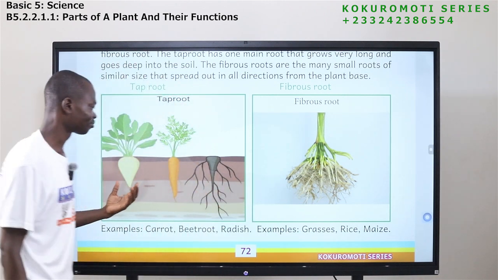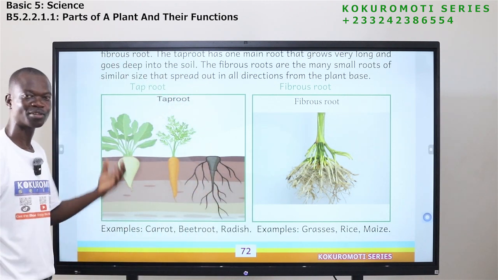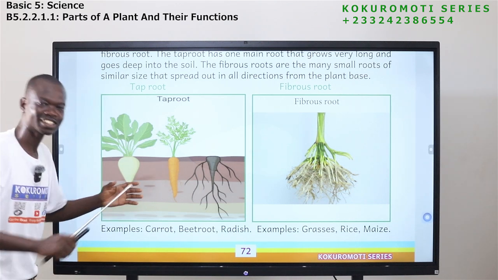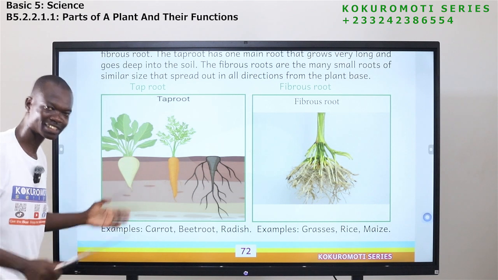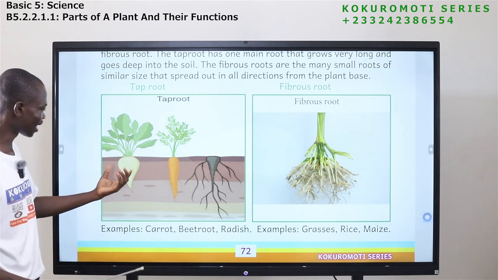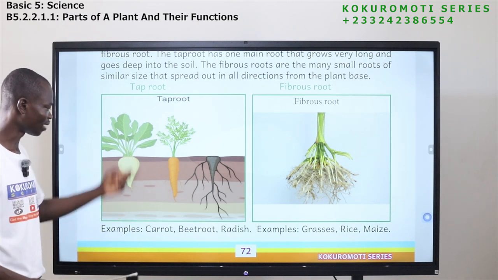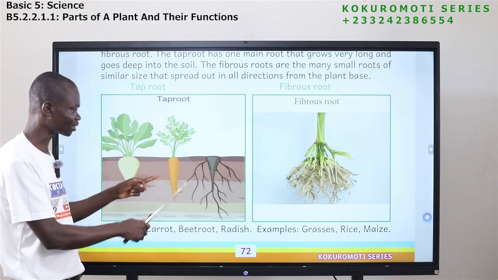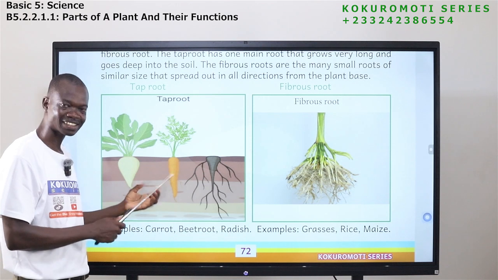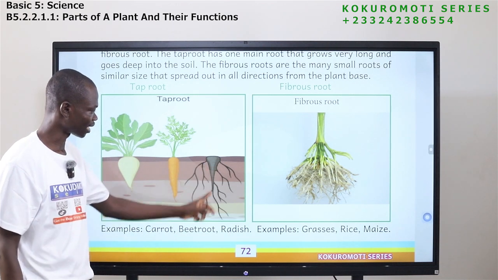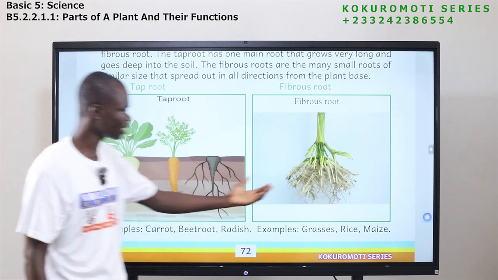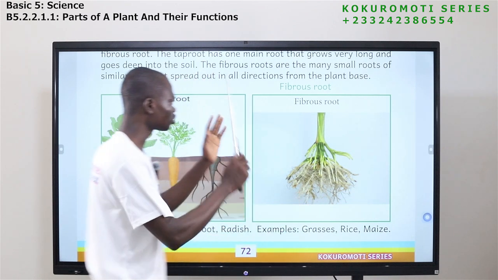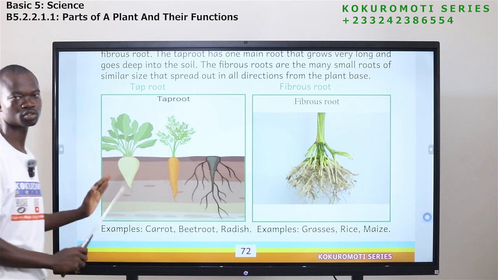And here, another point that you can give is that all the roots are not similar. They are not the same. So if you look at this, it has small roots, but there's one big root. If you look at this, there's one big root, but the other small ones. And so the sizes are not the same. But when you come here, the sizes are similar, almost the same. So fibrous root system looks like this, tap root system also looks like this.